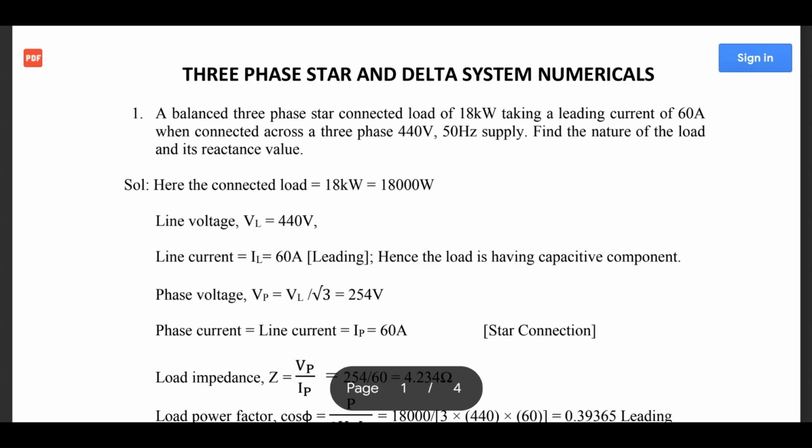Good morning, students. Today I will be delivering a lecture on three-phase star and delta system numericals. So, in the first numerical, there is a balanced three-phase star connected load of 18 kilowatt, taking a leading current of 60 amperes when connected across a three-phase 440 volts 50 hertz supply, and we are required to calculate the nature of the load and its reactance value.